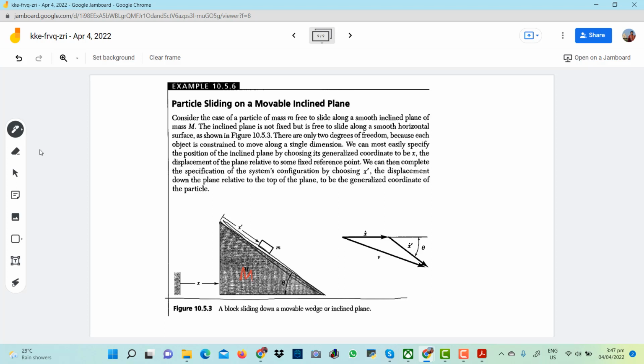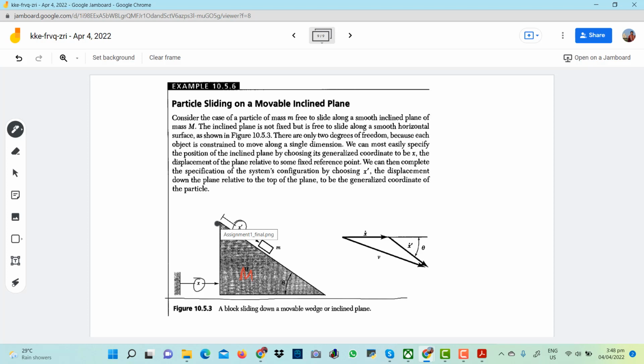I think this is y equals theta. Yeah, this is theta, so I have a sin theta over cosine theta term for your holonomic constraint of that. So I have 2 degrees of freedom. The only coordinates that are independent of each other are x prime and x. So the question is, what will be the equation of motion of this system?